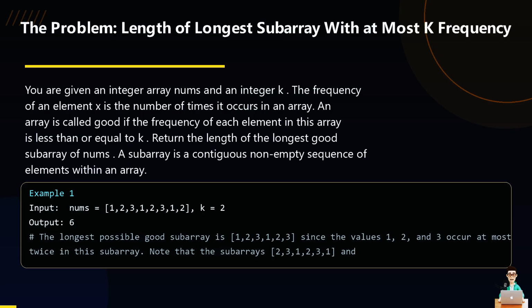You are given an array of numbers and a limit k, and you need to find the longest stretch of consecutive elements where no single value repeats more than k times within that stretch. In other words, count how long a run of numbers can get before some value shows up too many times. Return the length of that longest valid stretch.